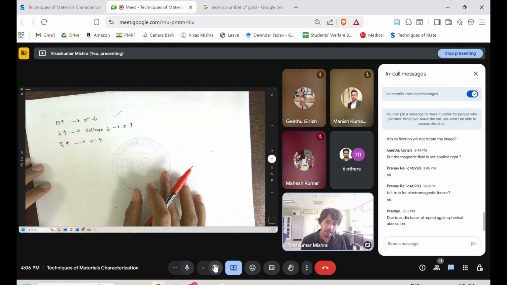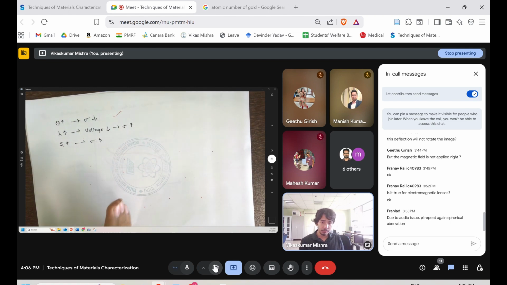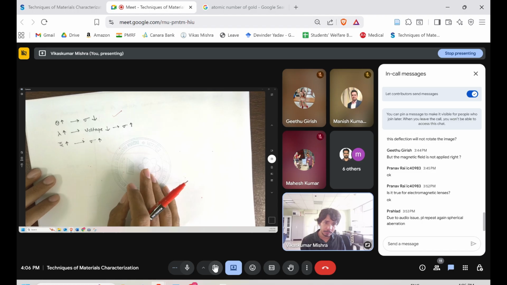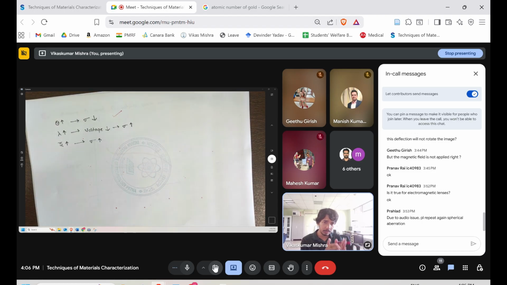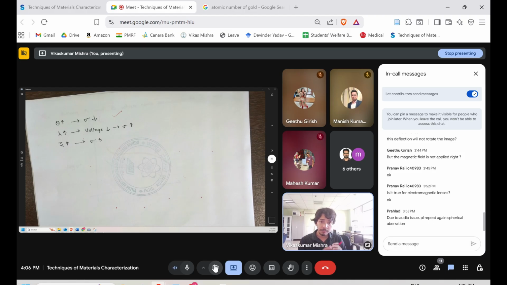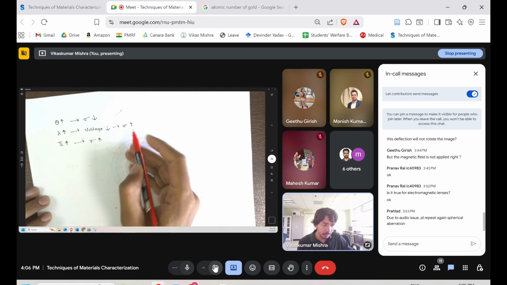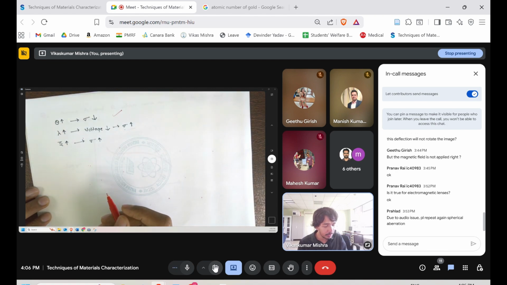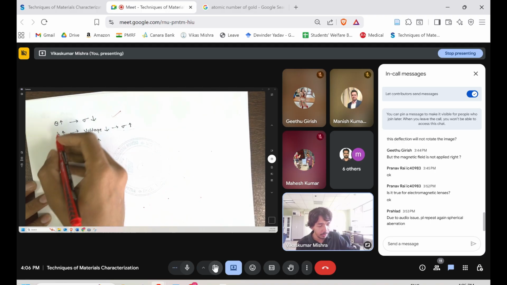What is the mean free path? Mean free path is the distance traveled between two scattering events. The first scattering happened, then the second scattering. The distance traveled between them will be the mean free path. So now, if the scattering is more, if there are more scattering centers, the mean free path will be less, right? If the distance between consecutive scatterings is more, the lambda will be more.